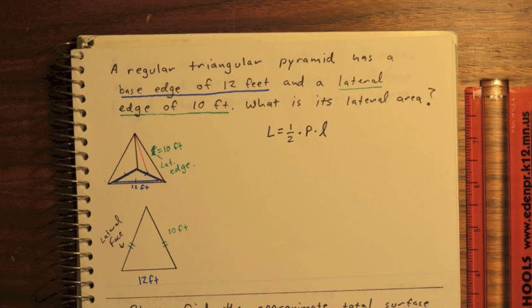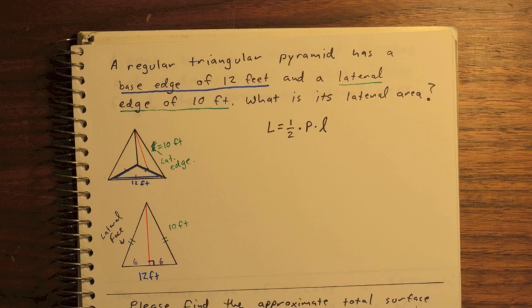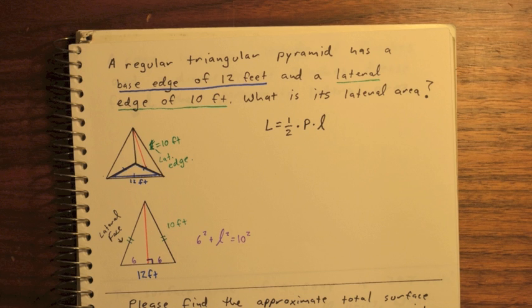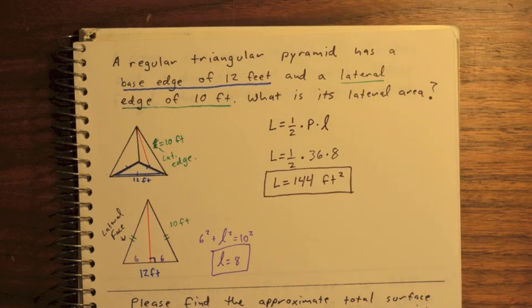Since the lateral face is an isosceles triangle, if we drop down an altitude, I know that that 12 foot segment is split in half, 6 and 6. And so the slant height can be found using the Pythagorean theorem. And so now we have all the information we need. We'll just substitute numbers in. We have 1/2 times the perimeter of the base times the slant height. So lateral area is 144 square feet.